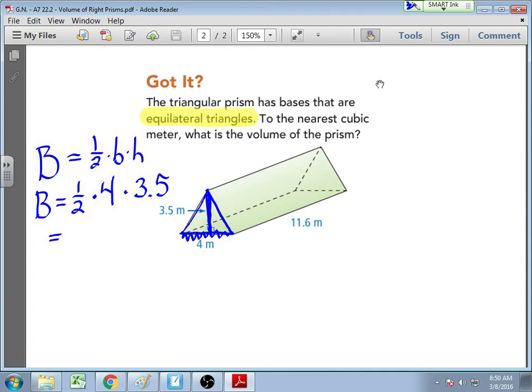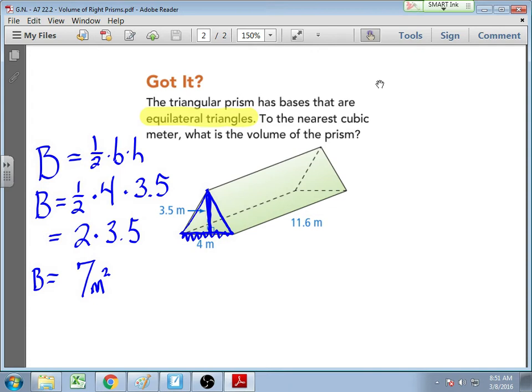So then 1/2 of 4 becomes 2 times the 3.5. I like to do my multiplication slowly so I can see all my work. And that comes out to be 7. And because that's an area, that would be meters squared. It's good to notate that that's your big B.